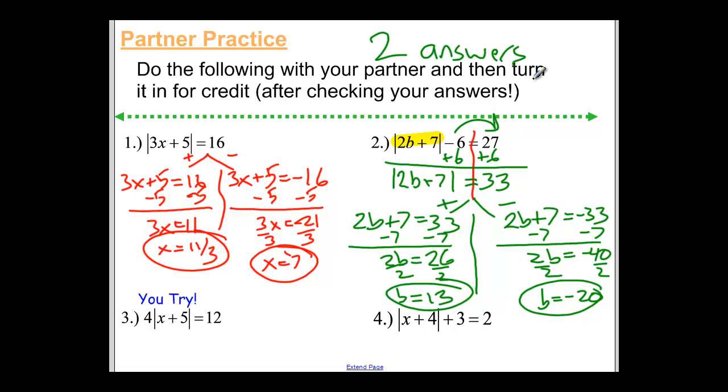Very typical for all absolute values. Two answers. So that's one thing you want to take away. Put that real big on your notes. All right, I want you to go ahead and try these two examples. So pause the video, do these two examples, and then we can move forward.